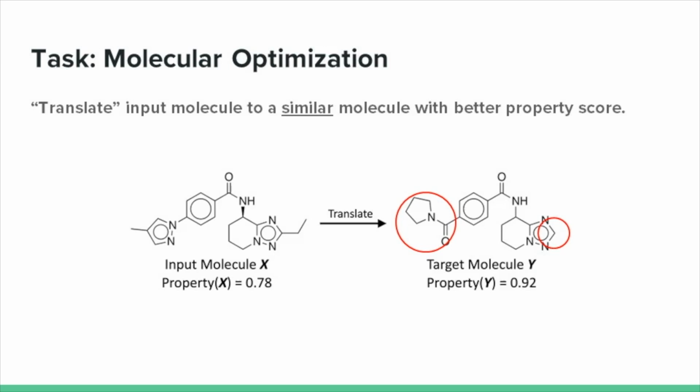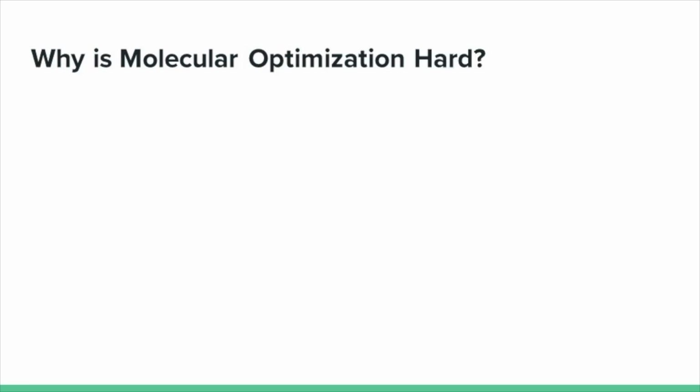We frame molecular optimization as essentially a translation task. The goal here is to quote-unquote translate an input molecule, such as the one shown on the left, into a similar output or target molecule with a higher score for some property of interest, in this case the fraction of the virus that it stops from entering human cells. The output isn't necessarily unique, since you'd be happy with any successful modification of your molecule that improves its property score. And then the dataset for molecular optimization is just a collection of these input-output molecule pairs.